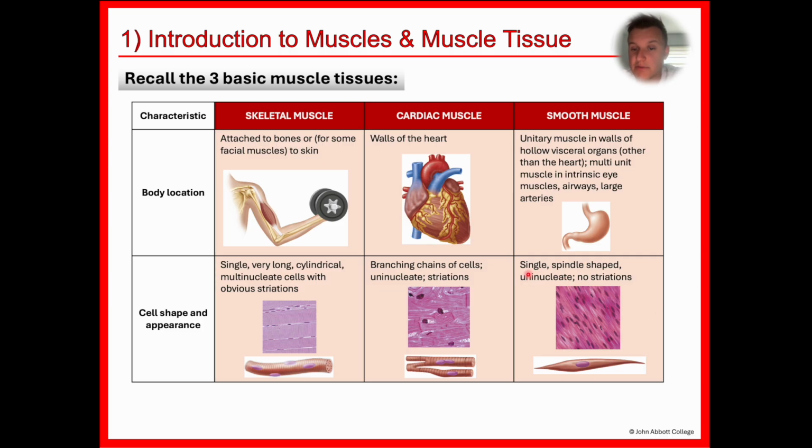Remember, under the microscope, these are single spindle shaped, right? They're spiny on each end, and they're uninucleate. They have one nucleus in the middle, no striations. This doesn't mean they don't have actin and myosin. It doesn't mean they don't have these myofilaments, but they're not organized in a nice way such that you see these nice striations over here. So you don't see the striations in the smooth muscle because they're all intertwined and they're not organized into nice rows of dark and light bands, okay?